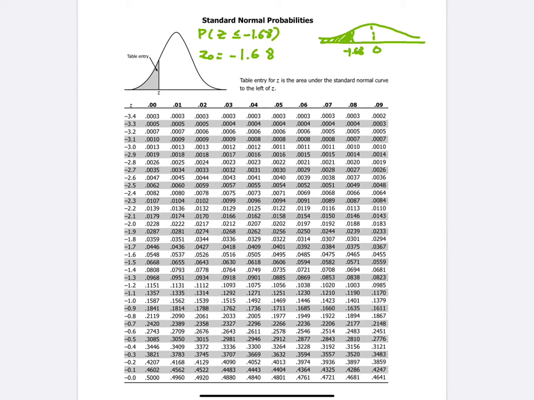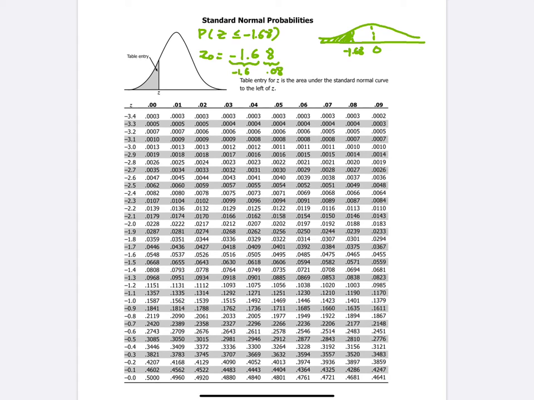Let's first split this number into two parts. The first part contains the whole number portion and the first digit after the decimal point. In other words, this is my first part. And then the second part contains the second digit after the decimal point, right, which is this one. So here the two parts are negative 1.6 and then 0.08.